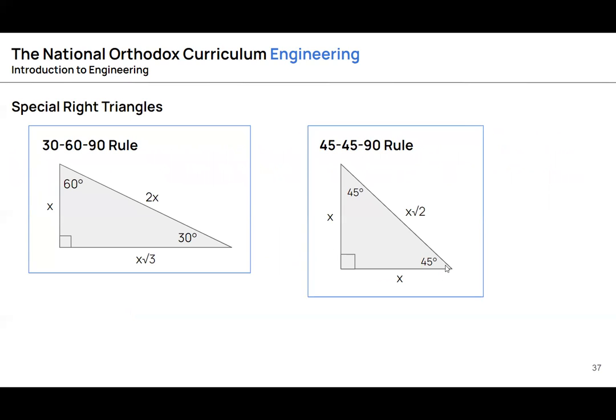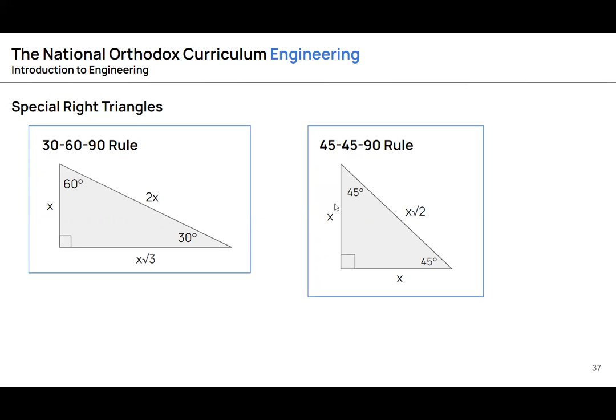Now let's look at the two special right triangles. The first one is the 30, 60, 90 rule, which means the angles are 30, 60, and 90. Whenever those are the angles of the triangle, we know that if the short side is x, then the long side will be x times the square root of 3.